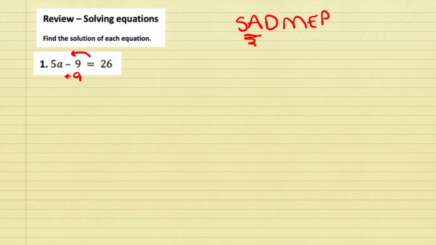So you always want to do the opposite operation. You have to do it to both sides. That way the 9's cancel out. And then we're going to have 26 plus 9, which should be 35. All right, so that's the first step. Remember, it's add and subtract first.